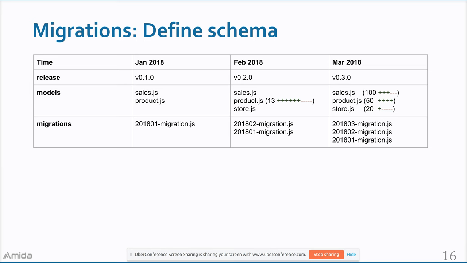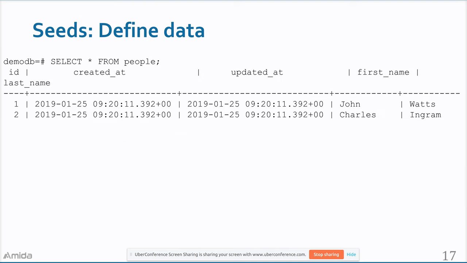Seeds define data. So select star from people. These things, John Watts and Charles Ingram, come from seeds. Migration defines ID, created at, updated at, first name, last name. Seeds define the rows that are inserted into that schema. Now we're going to do a demo of Sequelize with migrations.